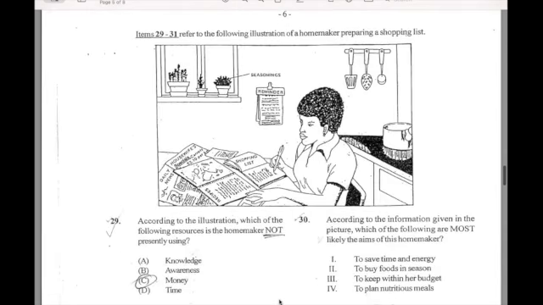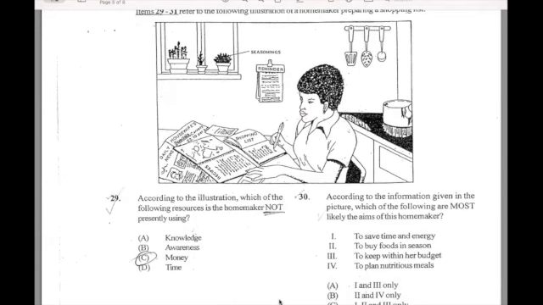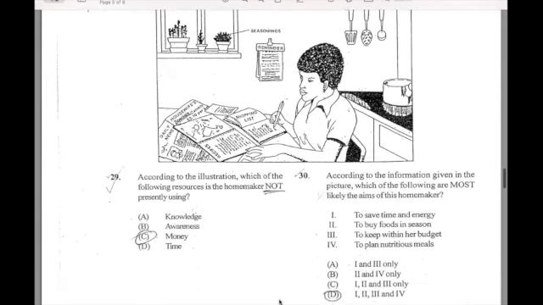Question numbers 29 to 31 refer to the following illustration of a homemaker preparing a shopping list. According to the illustration, which of the following resources has the homemaker not recently used? And they gave us some options: knowledge, awareness, money, and time. So if your answer is C, then you are correct.